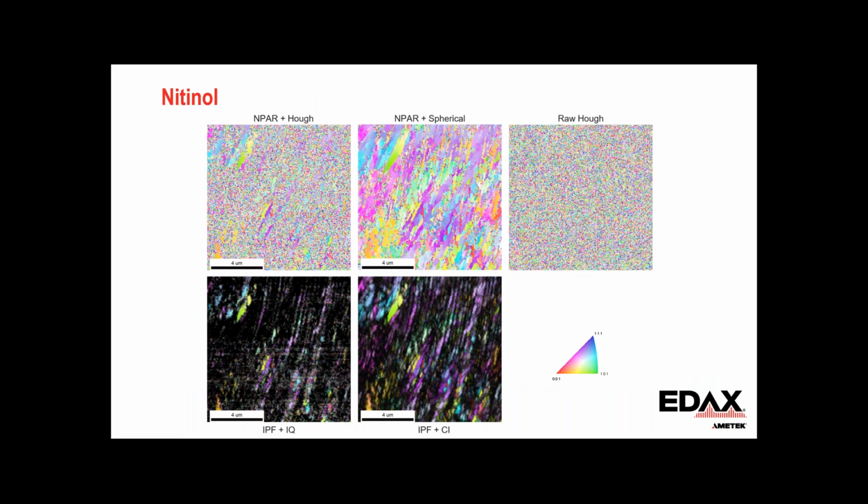And then because it's an analysis, you can use all of the existing image processing tools that are in there, just like you would for Hough indexing. So here on the top right is the raw Hough indexed, which is completely unusable. If you do NPAR and Hough, you can get some result, but the combination of NPAR and spherical gives you a really nice result. There's still a little bit of noise in there, but it's quite good, and compared to the starting point, a dramatic improvement.